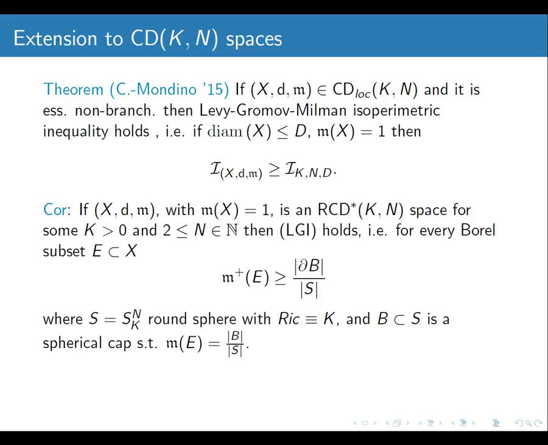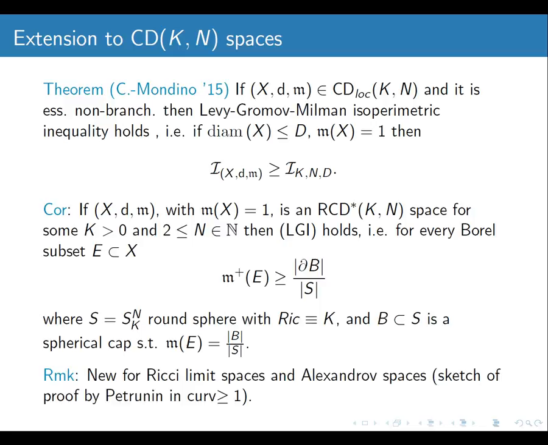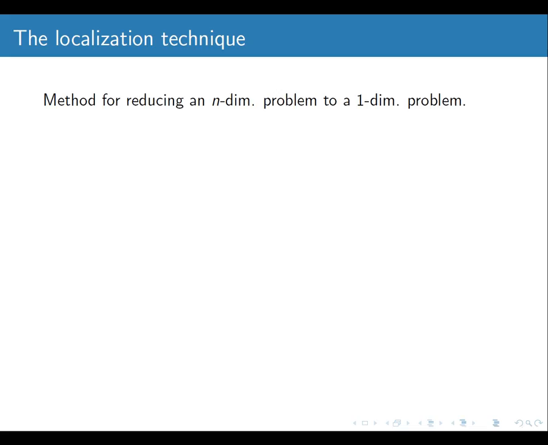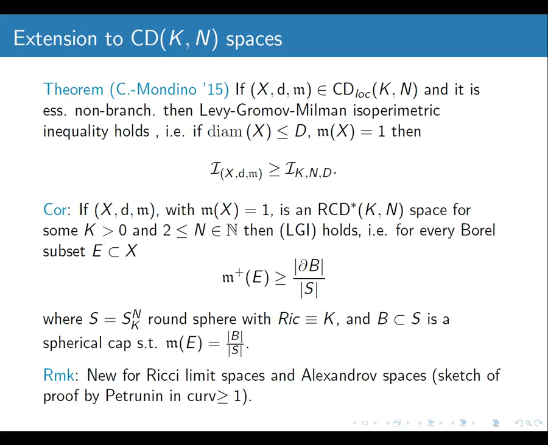And okay, so this is the theorem that we proved, and let me just add a small remark to say that this result was not known before, also for Ricci limit spaces and for Alexandrov spaces. So in a sense, this result can be understood to be a new result also in the framework of Alexandrov spaces. Okay, let me now say something about the proof of this result.